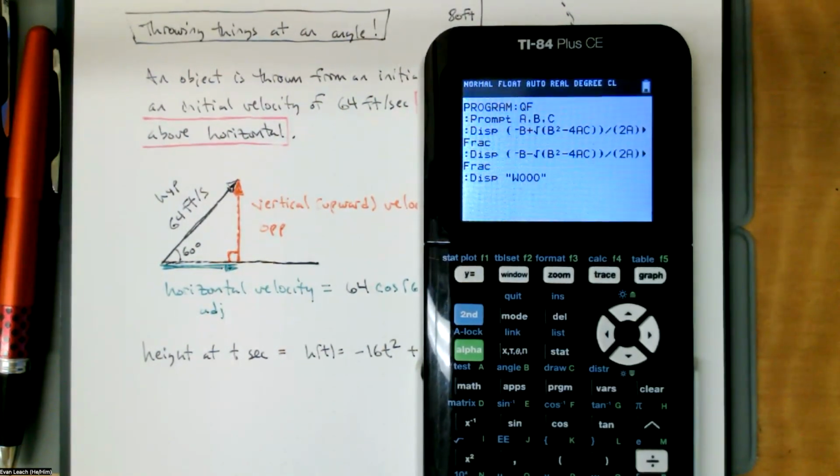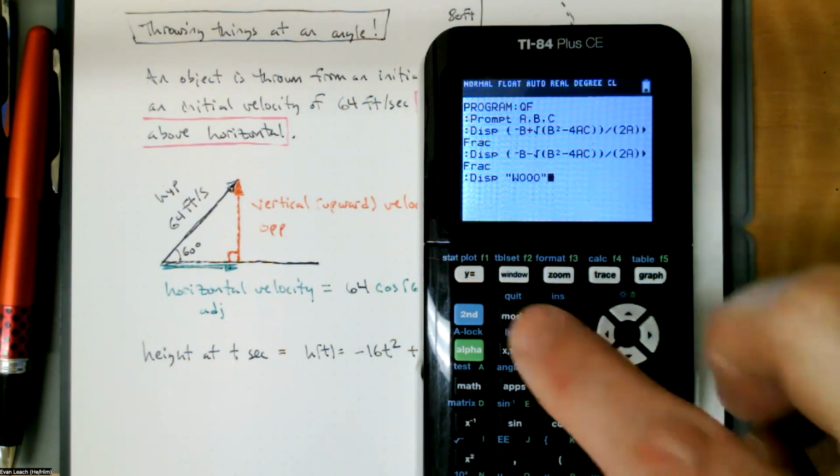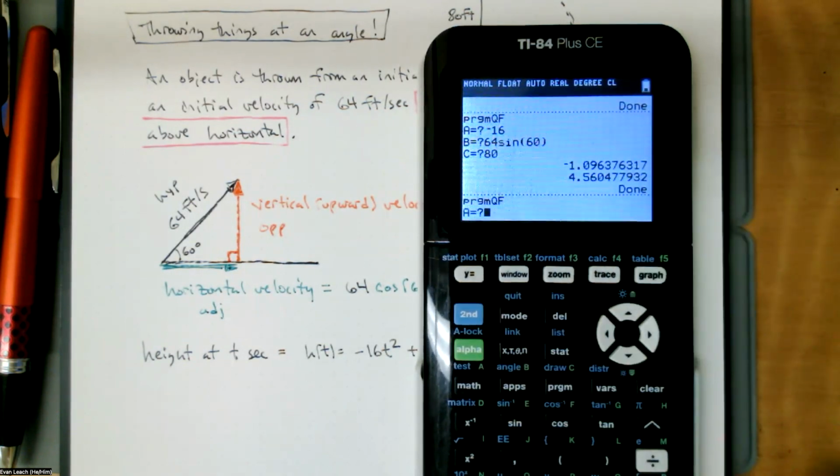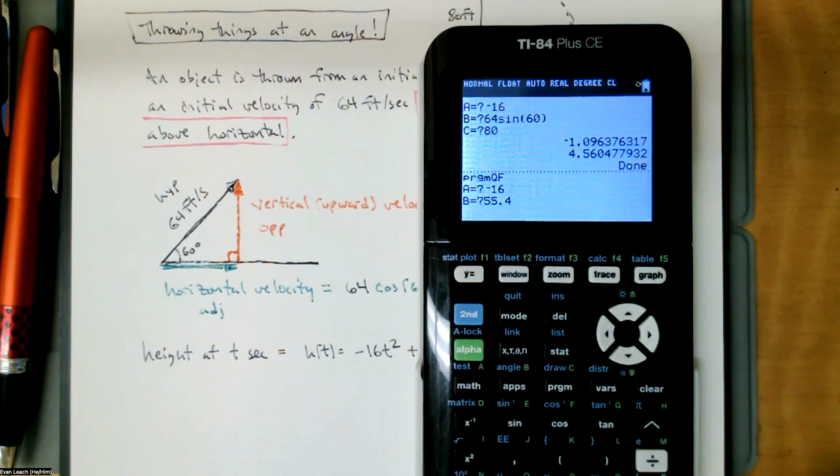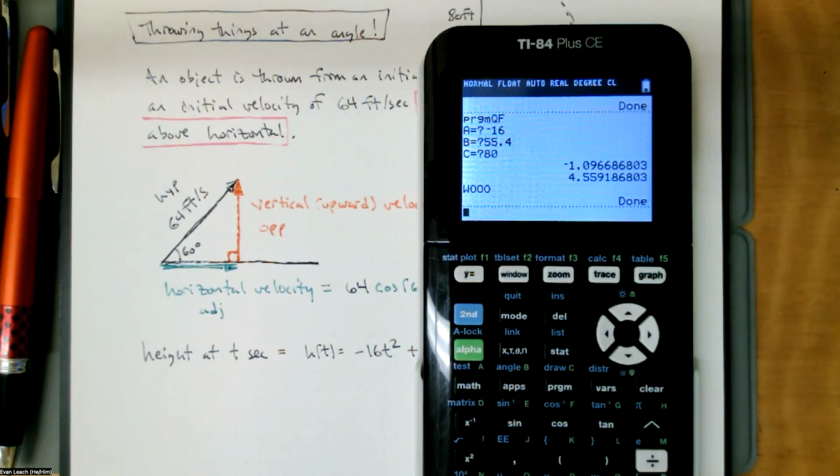The modified version of the quadratic formula program. This quadratic formula, Ric Flair edition. Now, if you run it, negative 16, 5.4, 80. And you go, woo, at the end. Any questions?